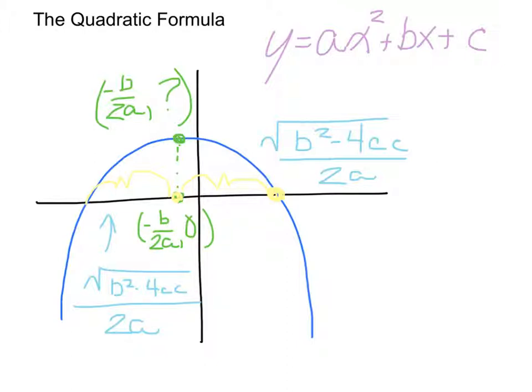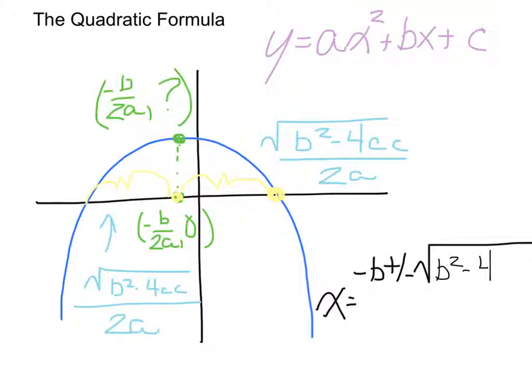So that means that our formula to find the roots is to take this x-coordinate, negative b over 2a, and add this term to it to get that root, and subtract this term from it to get this root. So ultimately our formula is going to look like this. I'm going to write it out in black. Our roots equal negative b plus or minus the square root of b squared minus 4ac all over 2a.